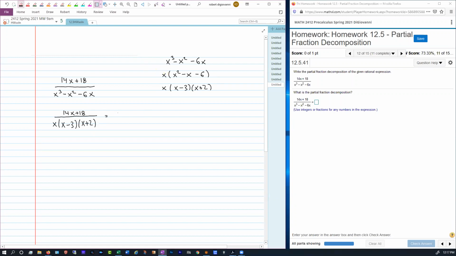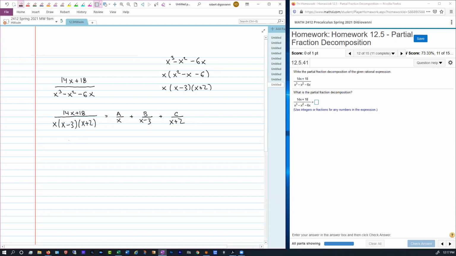We should just be able to put a over x, put b over x minus 3, and then c over x plus 2. And now let's clear fractions.